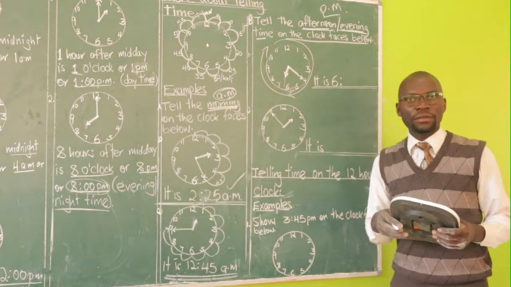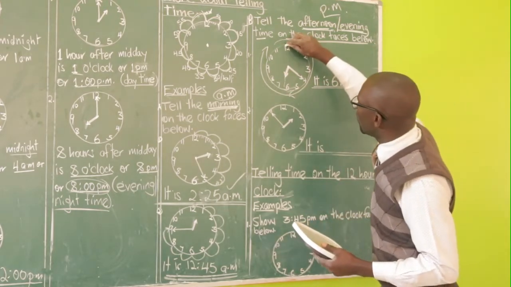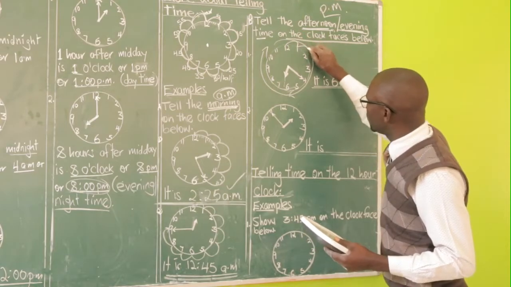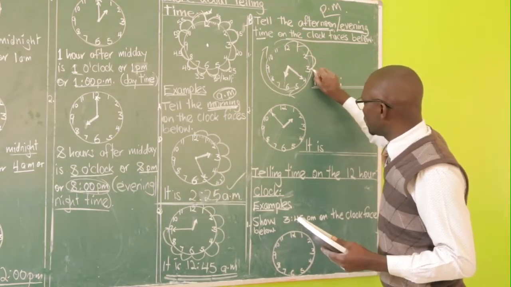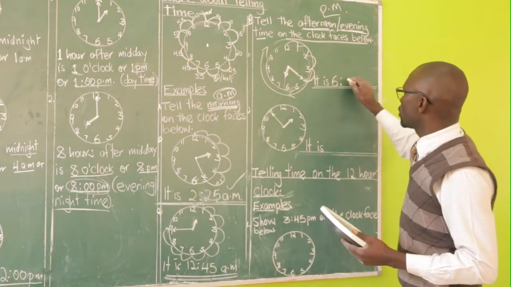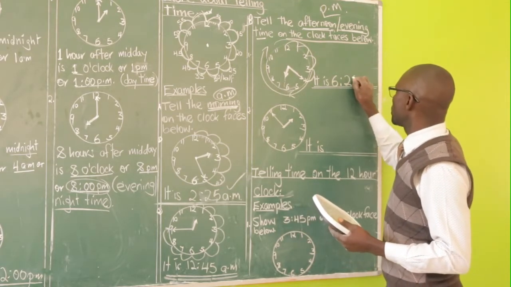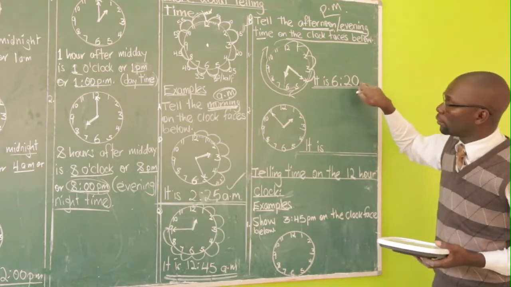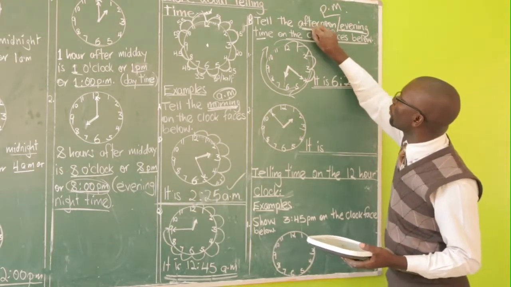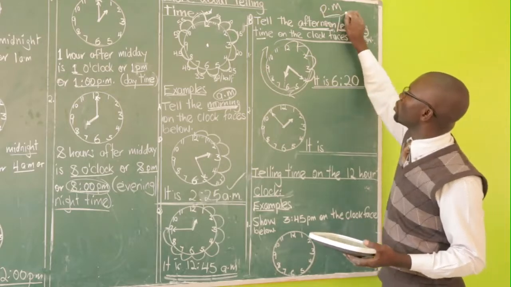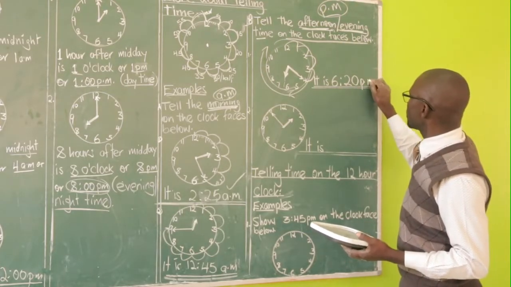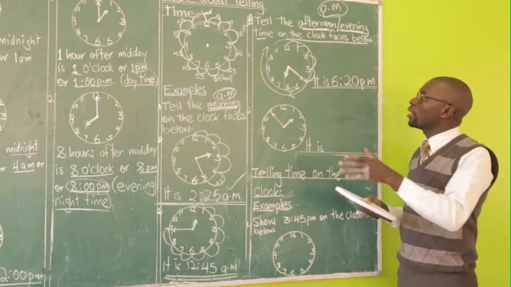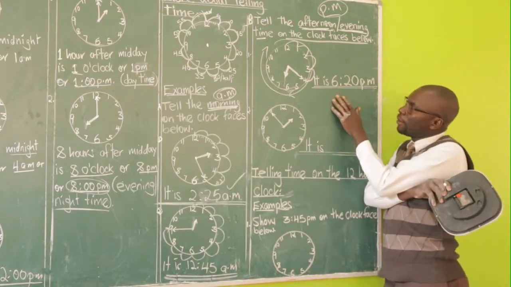And then how many minutes have gone past 6? Let's go, 5, 10, 15, 20. So we shall say it is 6:20. Now what are we going to write here? Is it AM? No. Why? Because it's afternoon or evening. We are going to use PM. So it is 6:20 PM. Which time is this? That is evening time.